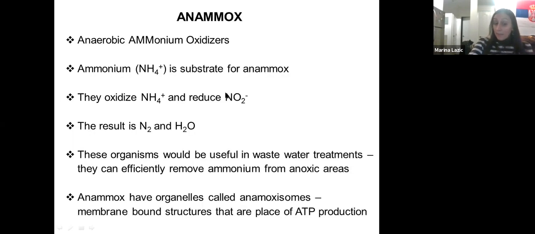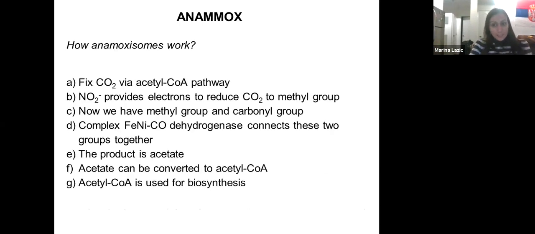They have very specific organelles, so it's a bacterium with organelles. Those organelles are called anammoxosomes, and you need to know the function of anammoxosomes. These are membrane-bound structures, and they are the place for ATP production. Here is how the anammoxosome works. They fix carbon dioxide via the acetyl coenzyme A pathway. NO2 minus provides electrons to reduce carbon dioxide to a methyl group.